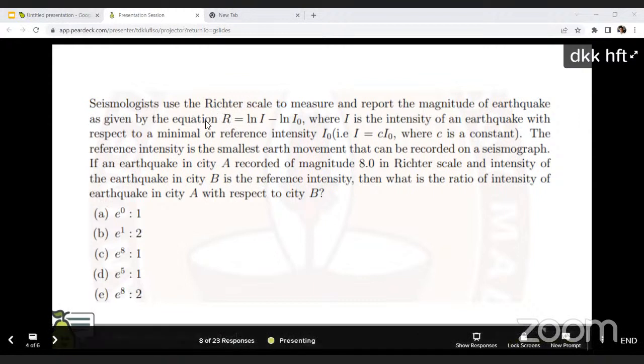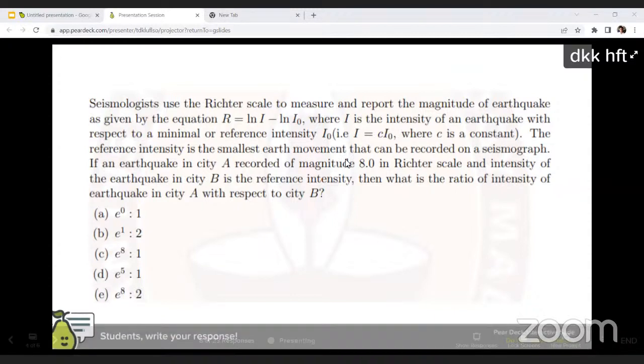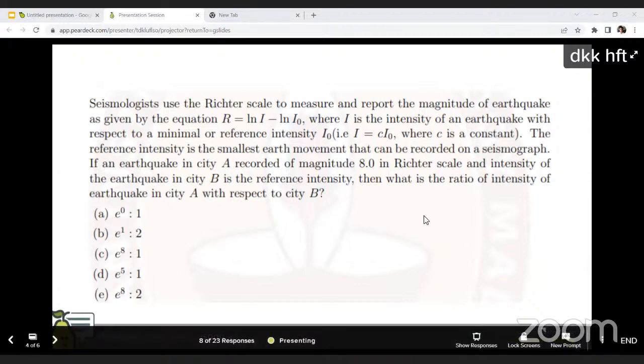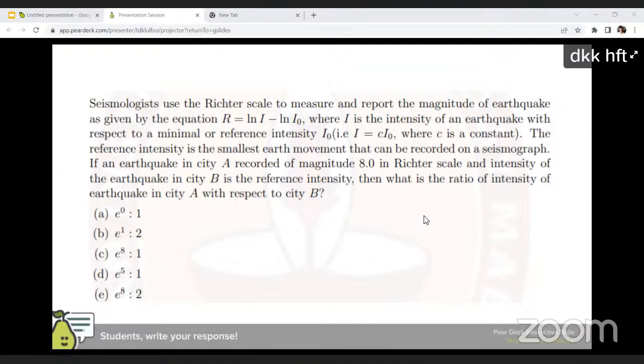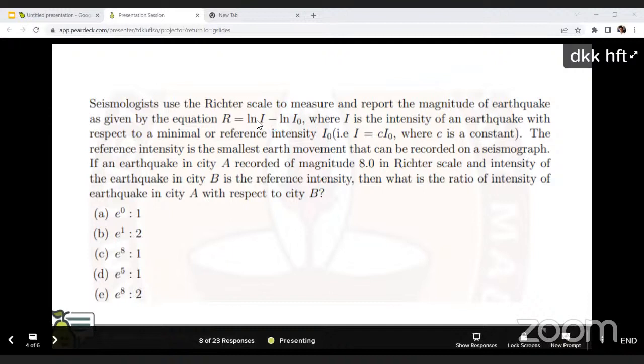We can simplify this R, right? ln of I minus ln of I naught, right? So we can make it R is equal to ln of I over I naught, and we know R is 8, so directly we can get, using the property of ln. Yeah, we have to find a ratio. Right, right. Okay, let us discuss.